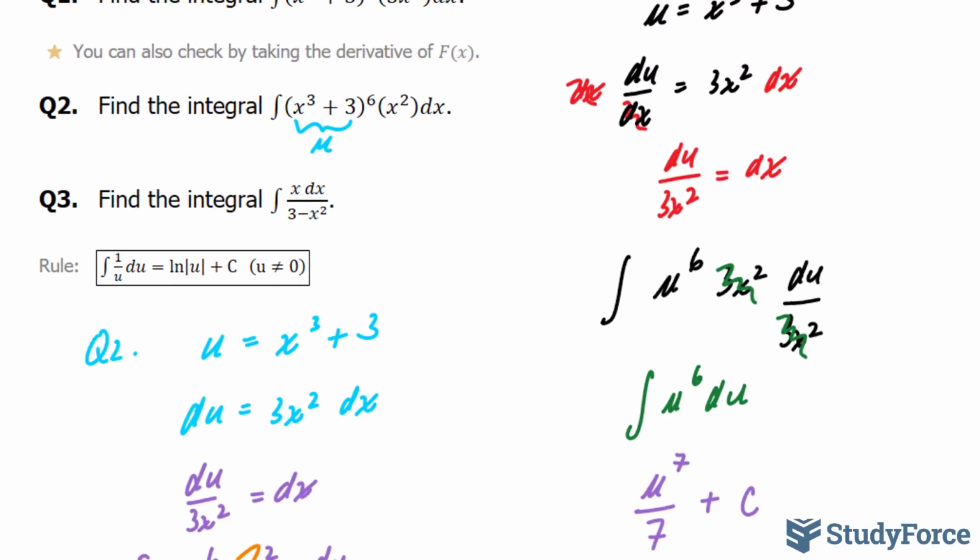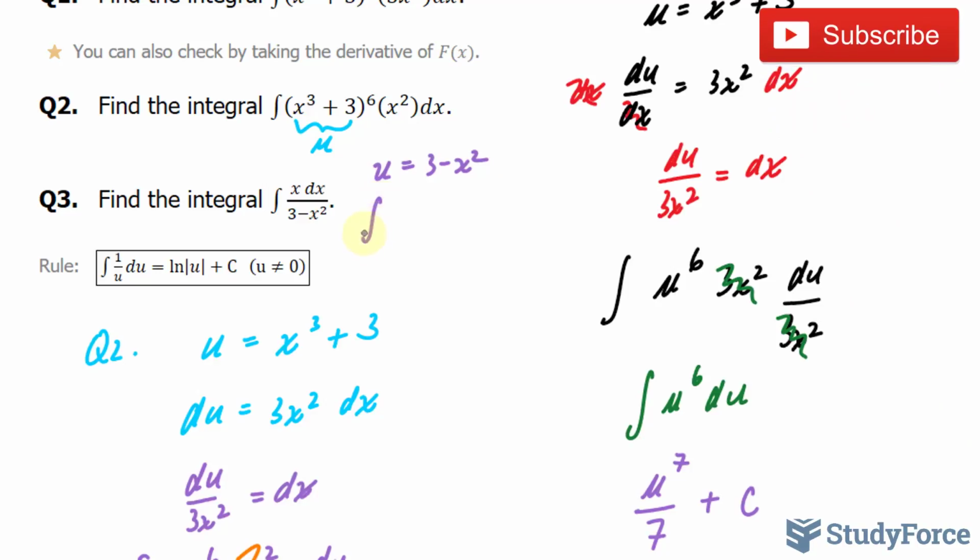In question 3, we're asked to find the integral of x dx over 3 minus x squared. To be successful in integrating this function, we'll need to use the following rule, where if you have 1 over a variable, and in our case here it's u, your integral is ln u plus c. So what I will do is use u-substitution and then use this property next. Here's what I mean. Of the x and 3 minus x squared, which of those two is more complicated? Obviously 3 minus x squared, because it's two terms versus a single term. So I'm going to set my u equal to 3 minus x squared.